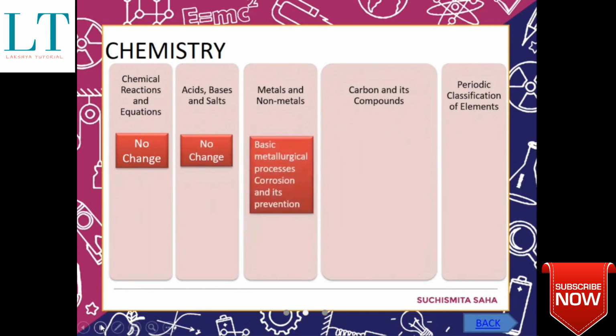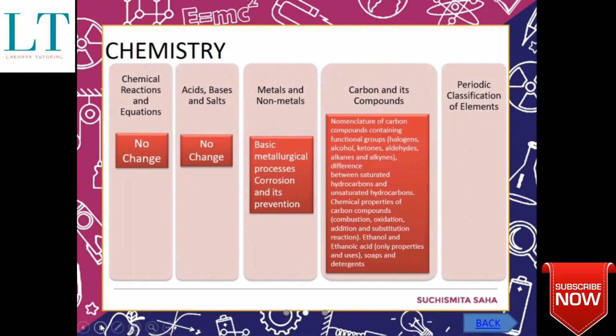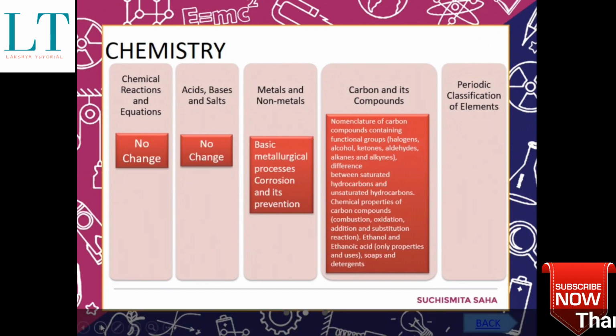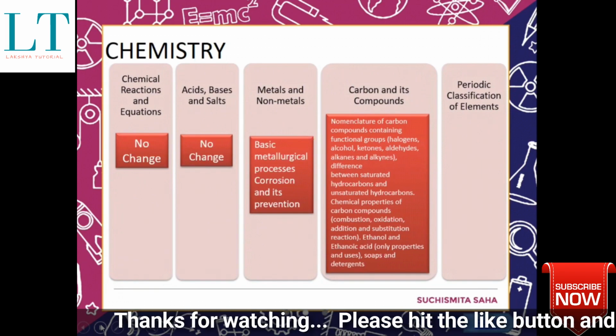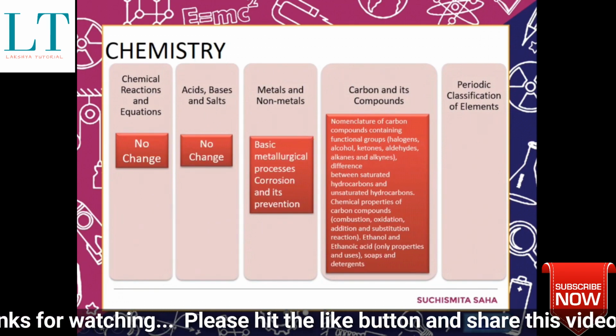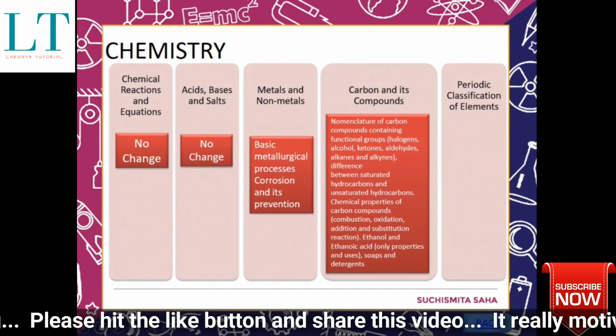In metals and non-metals, basic metallurgical processes, corrosion and its prevention are excluded from the 2021 syllabus. And in the next chapter, carbon and its compounds, basically the introduction of hydrocarbons is excluded from the syllabus. If I go into details, nomenclature of carbon compounds containing functional groups like halogens, alcohol, ketones, aldehydes, alkanes, and alkynes are totally excluded from the syllabus. Difference between saturated hydrocarbons and unsaturated hydrocarbons is also excluded.